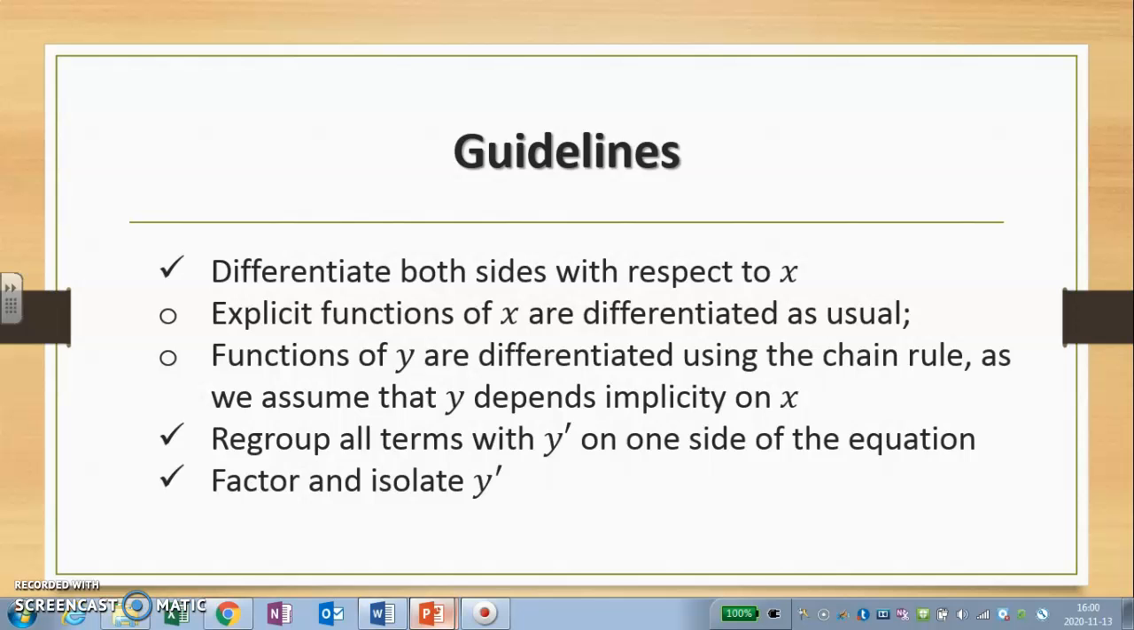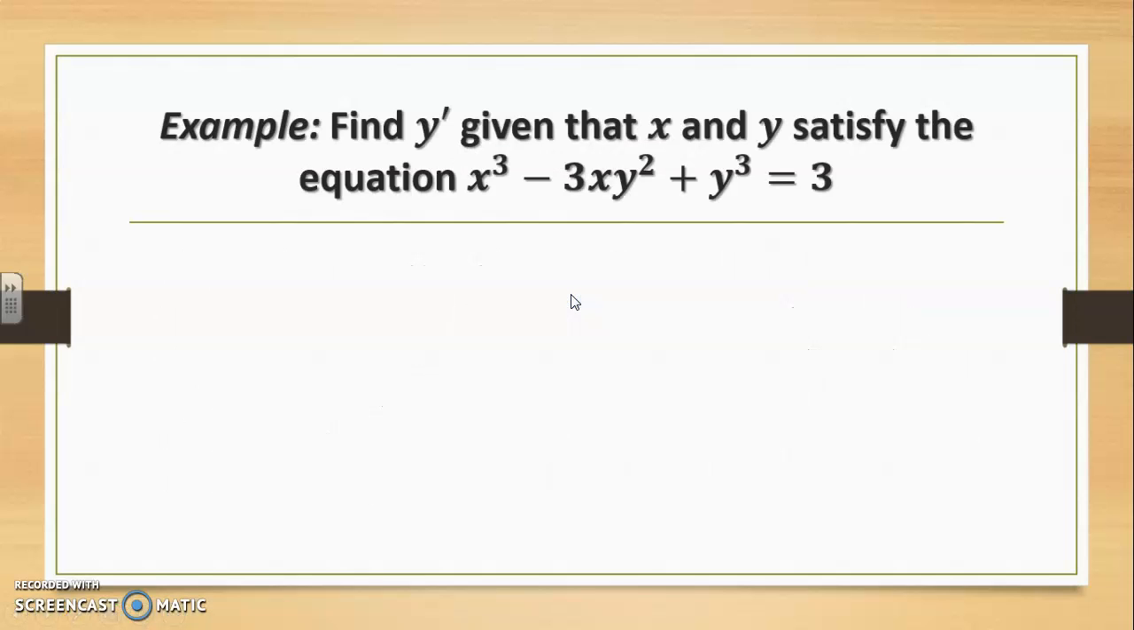For instance, here's an example we're going to look at together. Let's find y prime, so the slope of the tangent line, given that x and y have to satisfy the equation x cubed minus 3xy squared plus y cubed equals 3. This is not a curve that we know how to draw. It's not any of the basic functions that we know. But yet we'll still be able to find a rule for the slope of its tangent line.